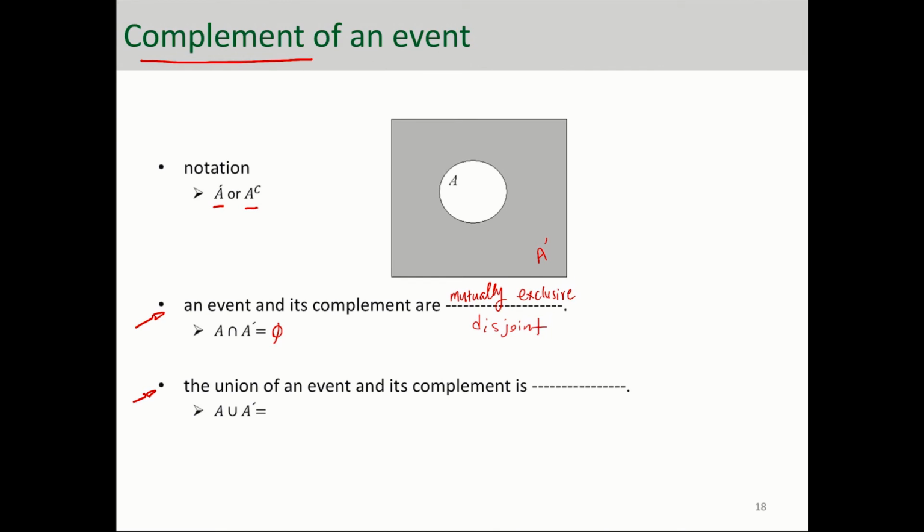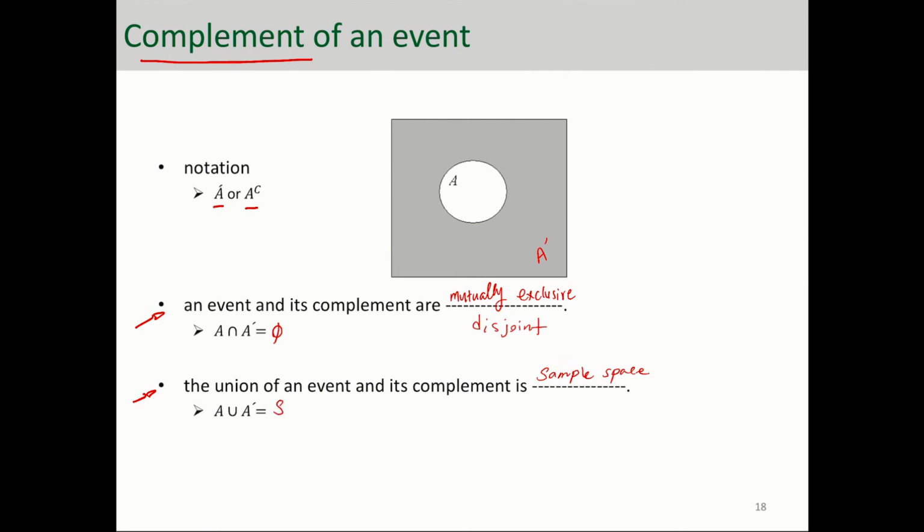The second one says the union of an event and its complement. So the union of A prime and A is basically both of them together, and that constitutes the whole sample space. Everything that is in the sample space is either in A or in A prime. So when you union those two, you're basically covering the entire sample space. So that is the sample space, or S. That's how we show it.